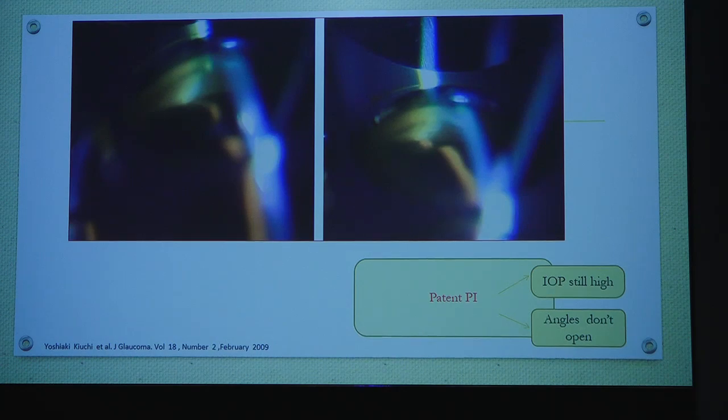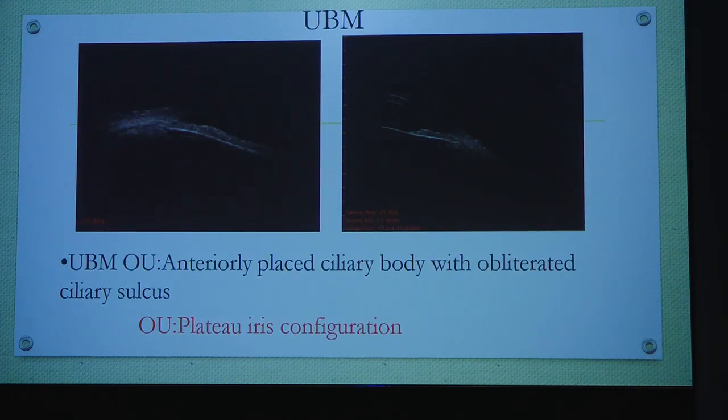And suppose you have missed this diagnosis, it can be further confirmed by this particular modality, UBM, which shows you the anteriorly placed ciliary body with obliterated ciliary sulcus. So in case you miss it via gonioscopy, which is the reference gold standard, especially for beginners, the first year residents, then probably you can take help of the added advantage of this particular diagnostic modality.